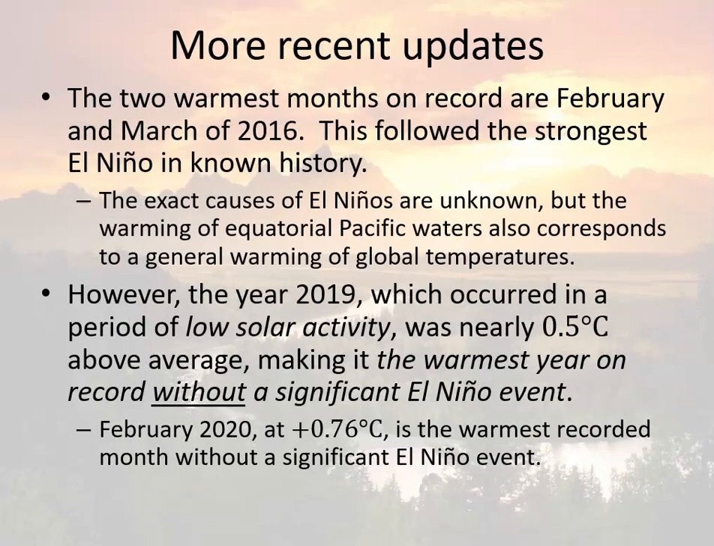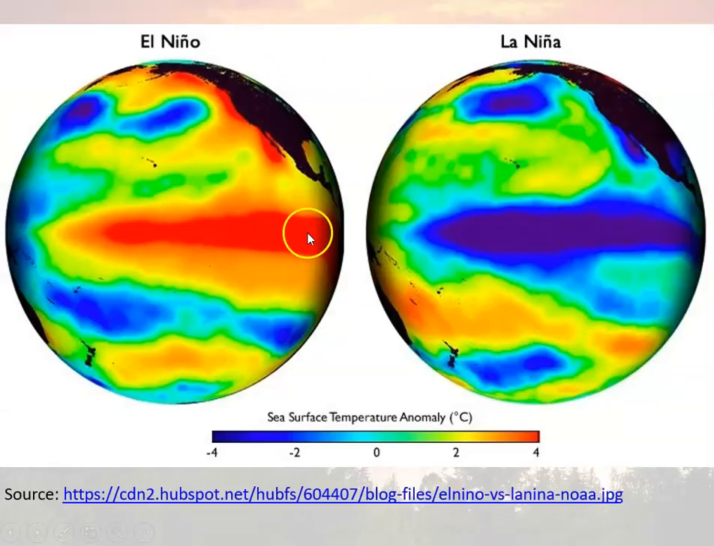Now, the 2 warmest months on record were February and March of 2016. And that followed the strongest El Nino in known history. El Nino is a warming of the Pacific Ocean waters. So this is showing a graph of that where the red and orange denote warmer than average temperatures. Temperature anomaly, you're talking about a departure from average, where average is kind of this teal color. And where you see the blue, it's cooler than average, red warmer than average. During El Nino years, the world's temperature is higher.